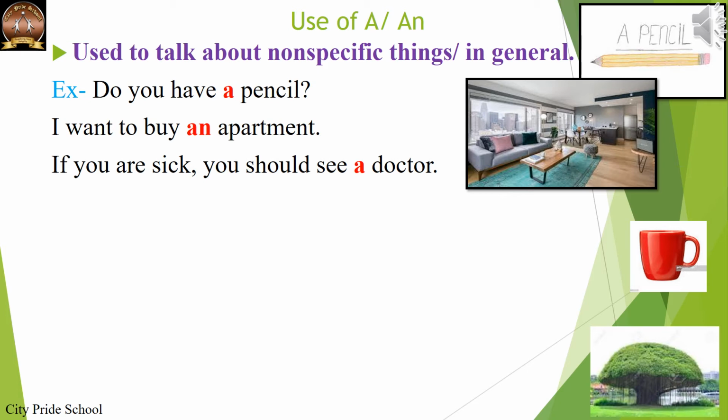Next example, I want to buy an apartment. An apartment means here I have not decided which apartment I need to buy. It may be 1 BHK, 2 BHK or 3 BHK. So here an apartment means I just need to buy an apartment which is non-specific. Next example, if you are sick, you should see a doctor. So a doctor means you can visit any doctor, not a specific doctor.